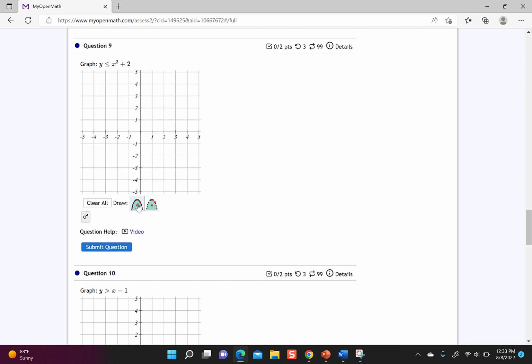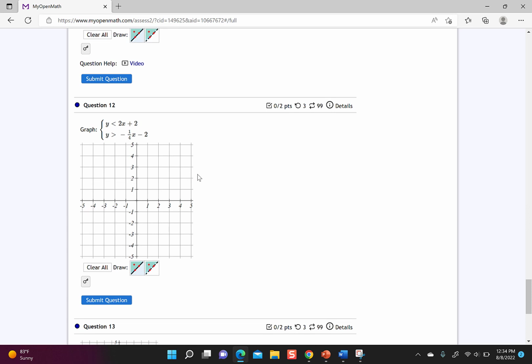It is a solid line, so I pick the solid. I start at 2. This opens up, so don't be deceived by the parabola being shaped down, and the preview is this one's going up. And then y is less than, so I'm going to click outside.